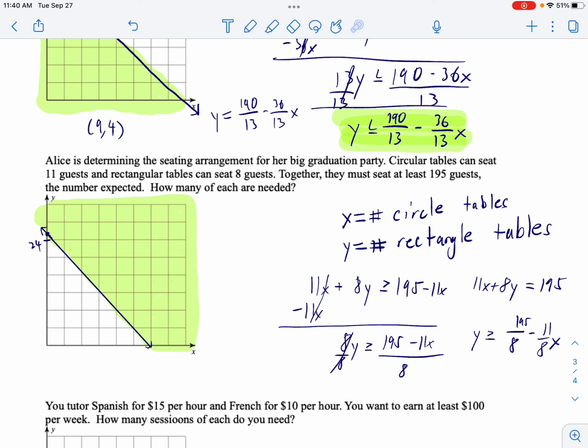So any ordered pair we pick from here, let's say 20 comma 20, right? If we get 20 of each, that'll seat everyone, okay?